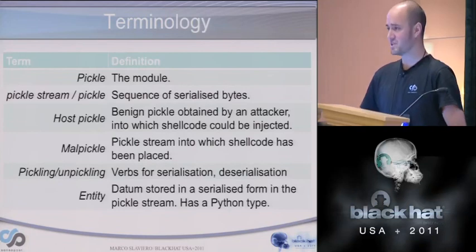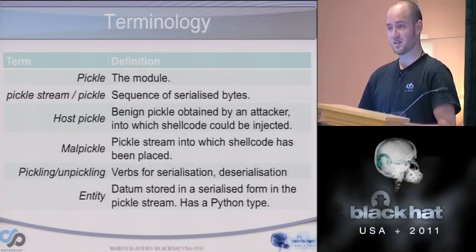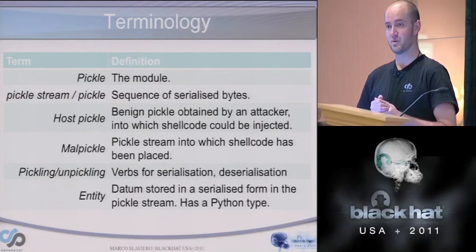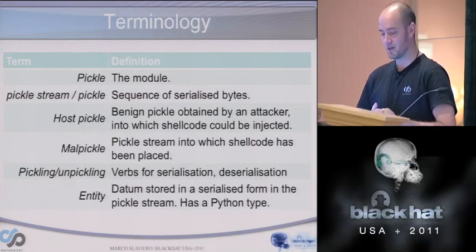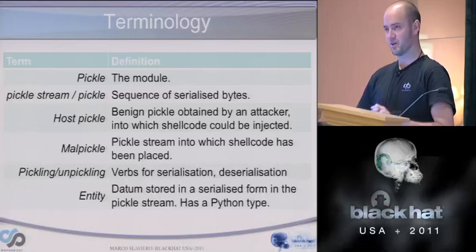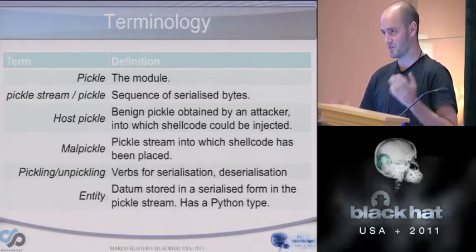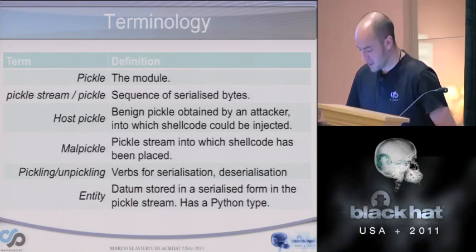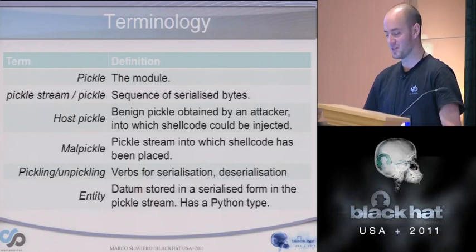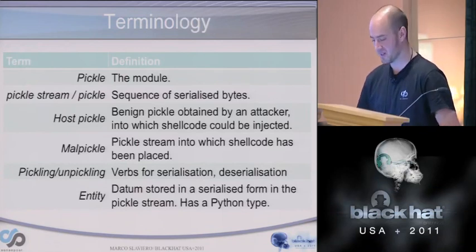The first is a host pickle. This is a pickle that you come across somehow, and it's one that you are able to control completely. So this is the thing that you get to write into. That is the host pickle. A mel pickle or a malicious pickle is one that you've written shellcode into. All right, so we've got a host pickle, and when we write bad stuff into it, it becomes a mel pickle. And then if I talk about pickling and unpickling, that's just verbs for serialization, deserialization.